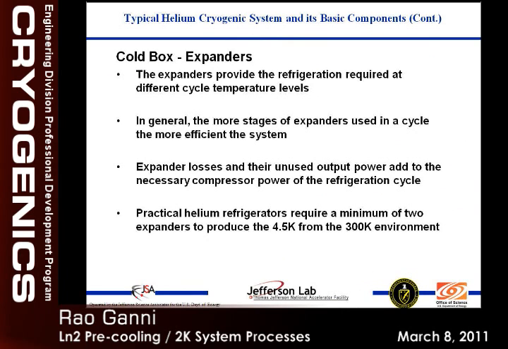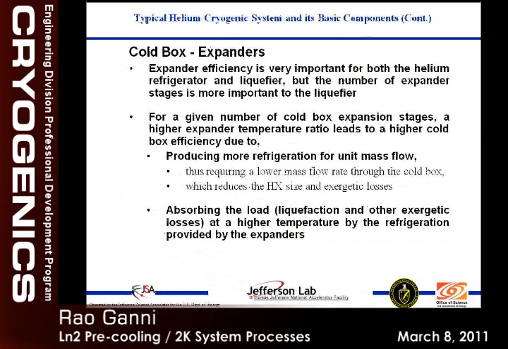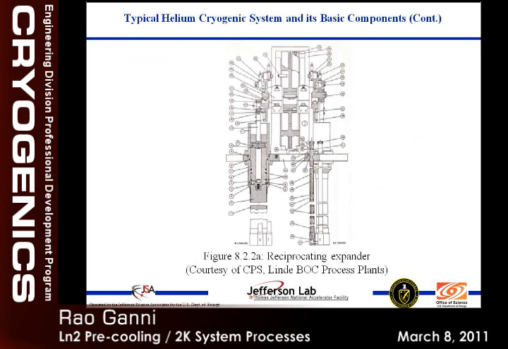And expanders, we use various expanders. They provide the refrigeration. Now the efficiency of the expander is also a loss, so the higher the efficiency, the more your recycle flow reduces. You need at least two expansion stages to go from 300 to 4K because of the specific heat effect below 20K. You cannot make liquid helium without two stages. By just pre-cooling with nitrogen, you can't get there. The number of cold expanders is very important. The higher the number of expanders, the more the total flow will reduce and the more efficient your system will be.